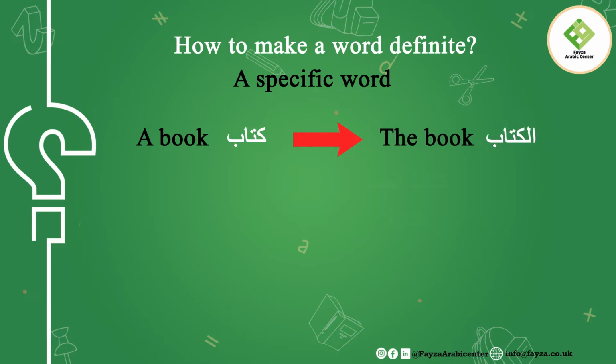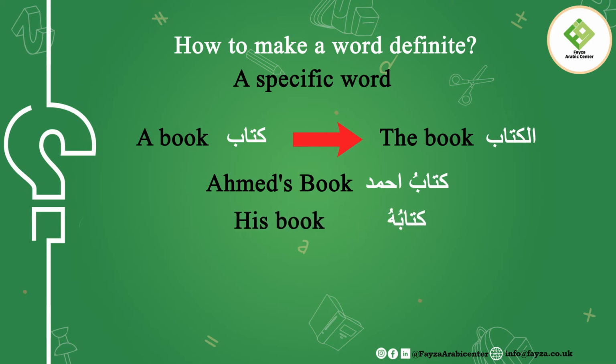This is one way. Another way is if I add this word to another that makes it definite, that is addition, idafa. So if I say kitab Ahmad, Ahmad's book, again, I'm not talking about any book, it's Ahmad's book. The third way of doing this is adding a possessive attached pronoun at the end of the word that I would like to make definite. So if I say kitabuhu, that is his book. I'm not talking about any book, it's his book.